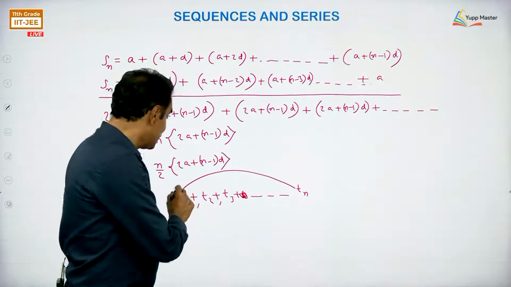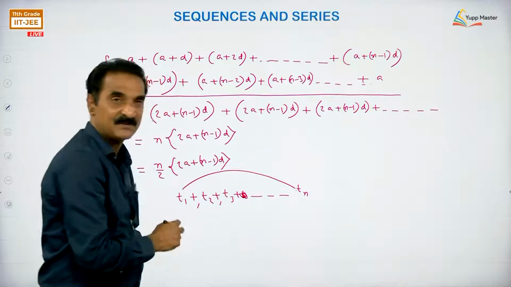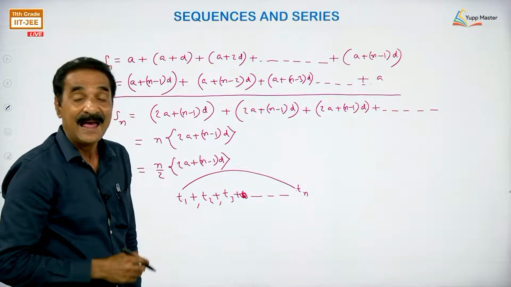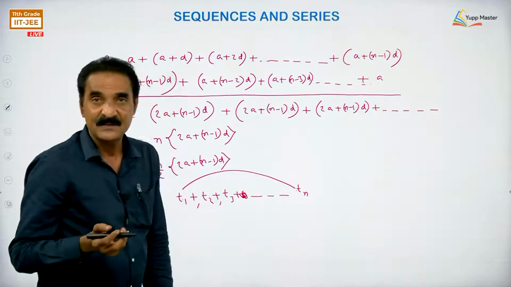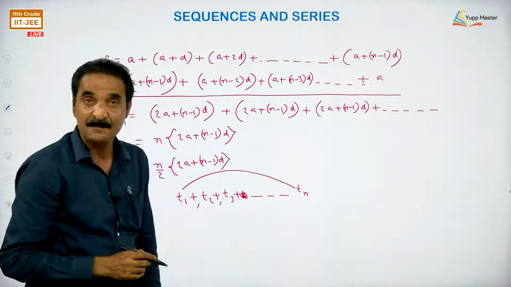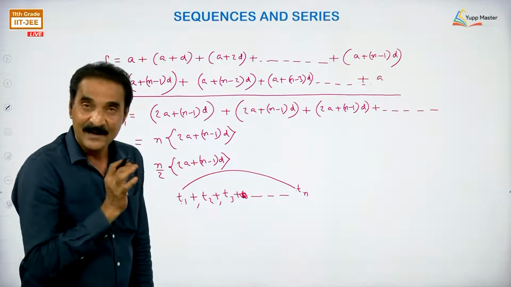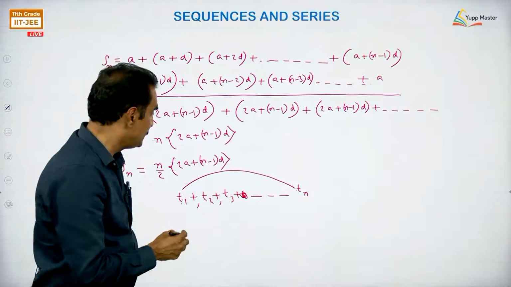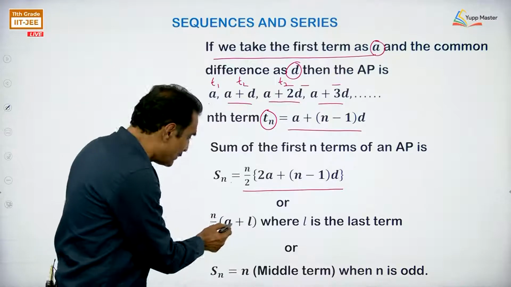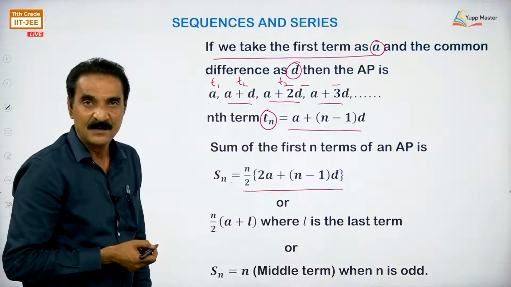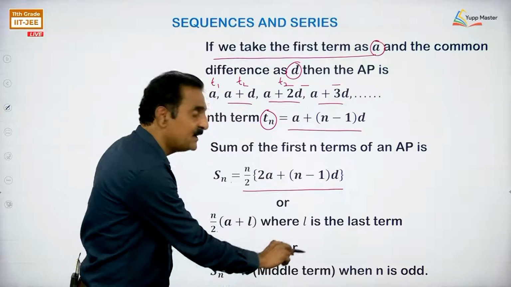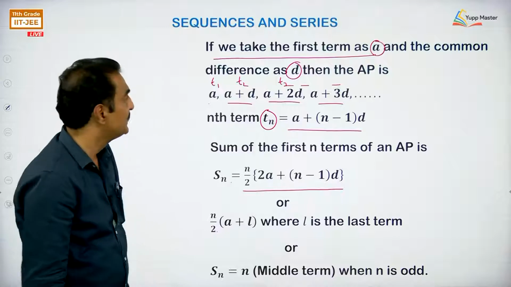That middle term is the average of the first and last terms. T1 plus Tn by 2 will be the middle term. All of you know the average is the sum of the numbers by 2. The average of the first and last terms of any AP will be equal to the middle term only when n is odd. So here (a plus L) by 2, first term plus last term by 2, will be the middle term of the AP when n is odd. So you can also remember the formula as n into middle term when n is odd, alright.